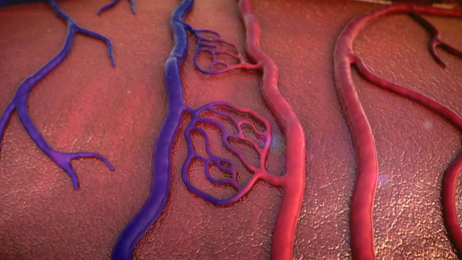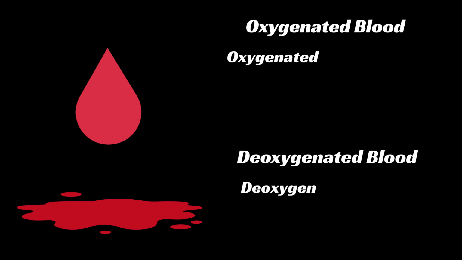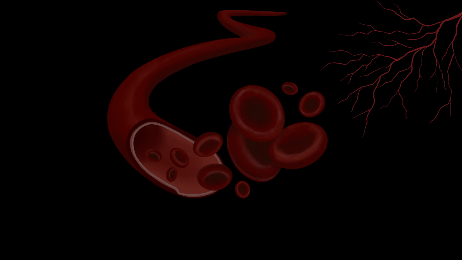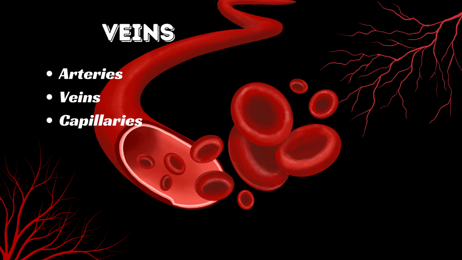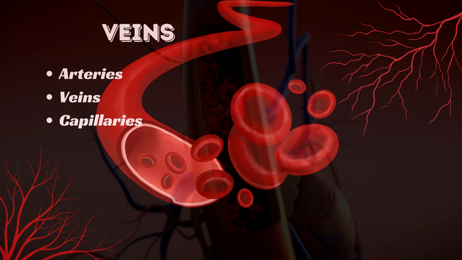But before we move on to talk about veins, let's talk about some terms, which are oxygenated blood and deoxygenated blood. Now, oxygenated blood is blood rich in oxygen or oxygen molecules. At the same time, deoxygenated blood is blood rich in carbon dioxide or carbon molecules. Now that you know these terms, it will make it easy for you to understand the topic of veins. Let's talk about veins and their types. Well, there are three types of vessels: veins, arteries, and capillaries. Now we have talked about capillaries somewhat in our previous video, but let's talk about all of them in detail.